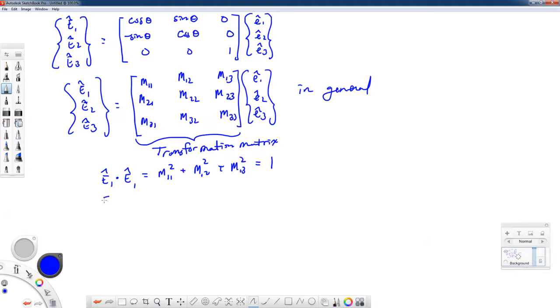And likewise, we can do the same thing for E hat 2, except we use the next row. Now it is important to keep in mind that this transformation matrix is not symmetric, as we can see, when this entry is sine theta and this one is minus sine theta, for example.